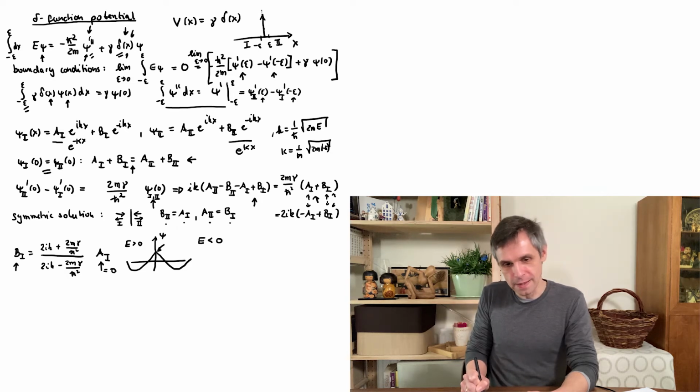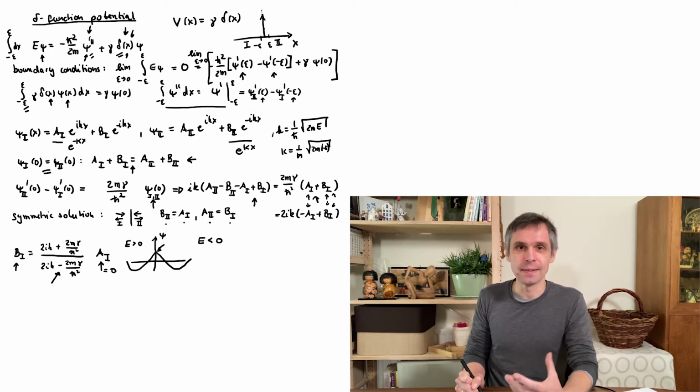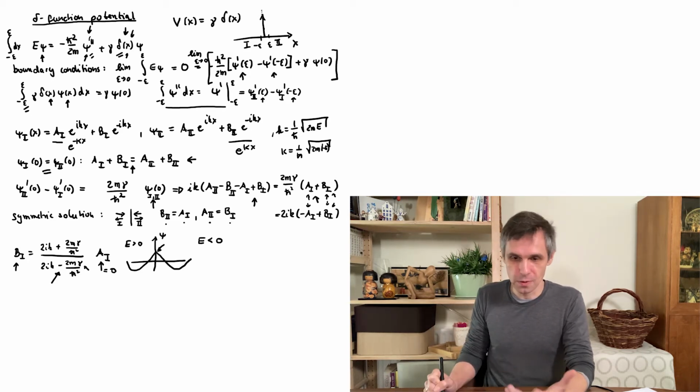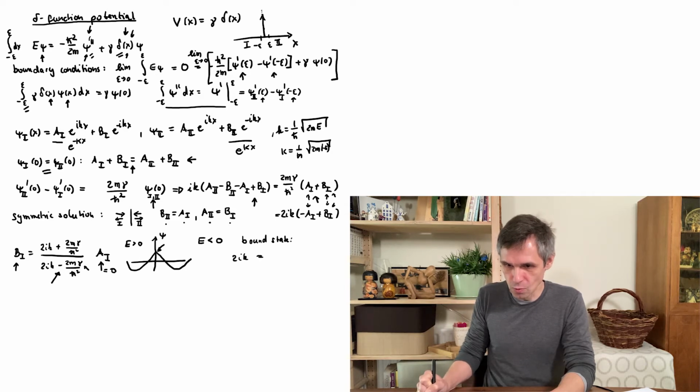But there is one exception, because this term here could be infinitely large. And indeed, if one takes these limits in the correct way, one finds that this is an allowed solution, and this simply corresponds to a bound state. So the condition for this bound state is 2ik equals 2m gamma divided by h bar squared. The 2 of course cancels, and this one here now becomes minus kappa.